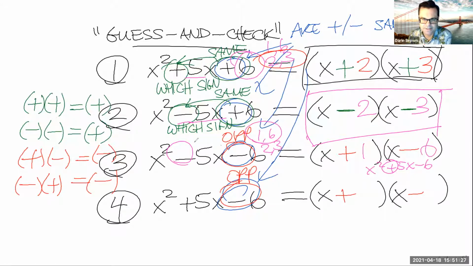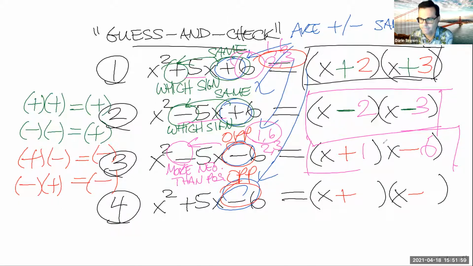Another way to look at it is this sign, in the case of opposite signs, tells you: is there more positive or negative? So this says there's more negative than positive. So if they're supposed to be more negative than positive, then the minus sign should be attached to the bigger number, 6, instead of the smaller one, 1. So x plus 1, x minus 6.